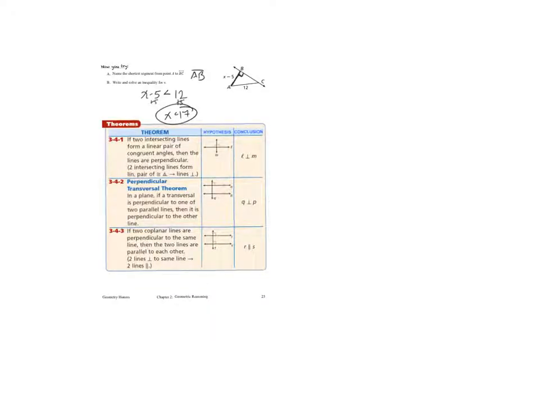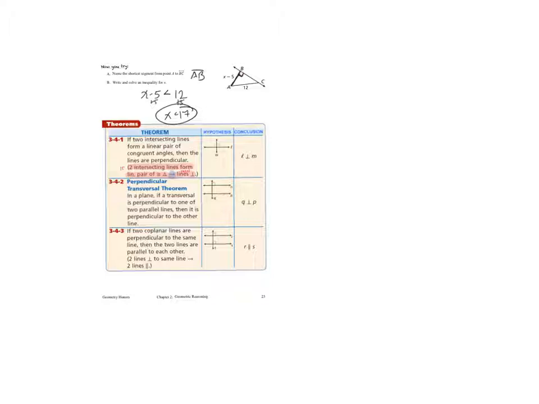Okay, these are our perpendicular theorems. I'm looking down at my if-then statement that's been shortened for me. If two intersecting lines form a linear pair of congruent angles, then the lines are perpendicular. This arrow tells me this is an if-then statement. So it's saying if we have these two intersecting lines that form a linear pair of congruent angles, then we know those lines, so then the lines are perpendicular.